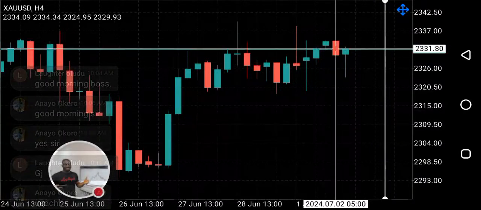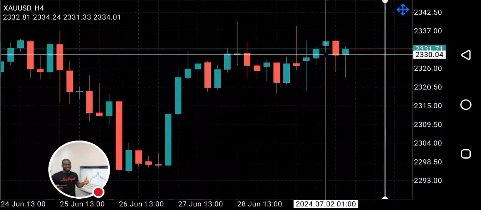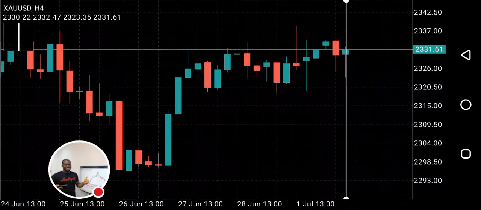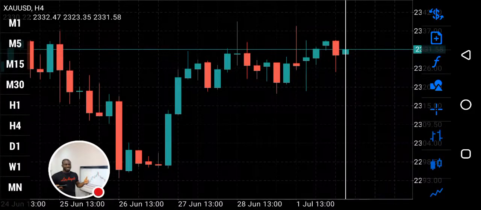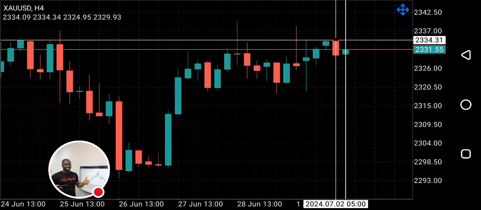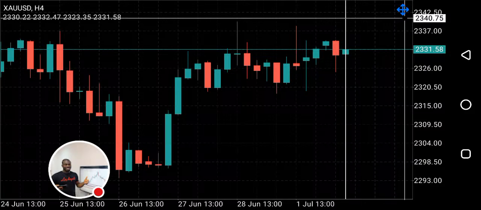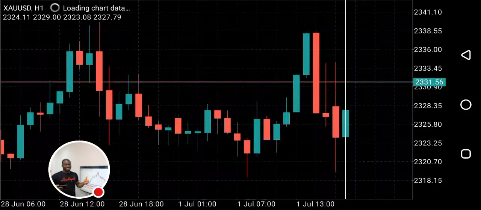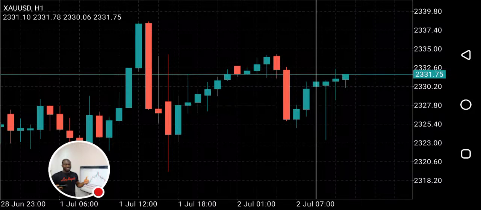So I'm looking for sell on gold. After the formation of this hanging man, it could be that a fair value gap was created. So let's go down to a lower time frame to confirm if a fair value gap was created. Let's see 1 hour. Was a fair value gap created?